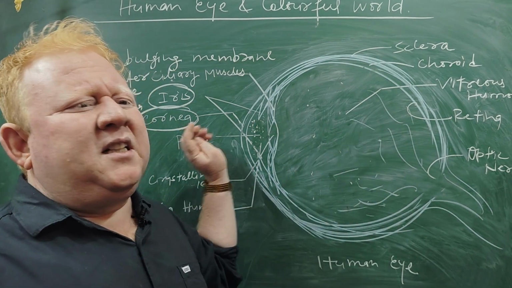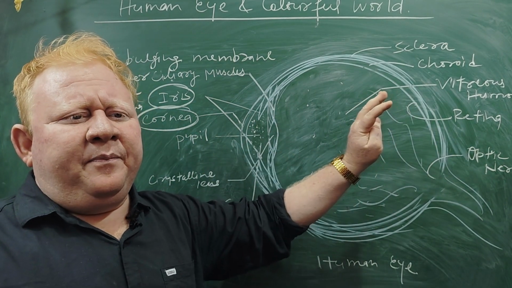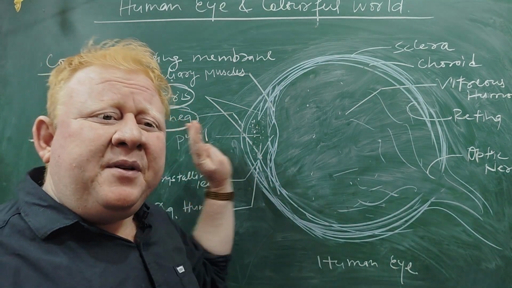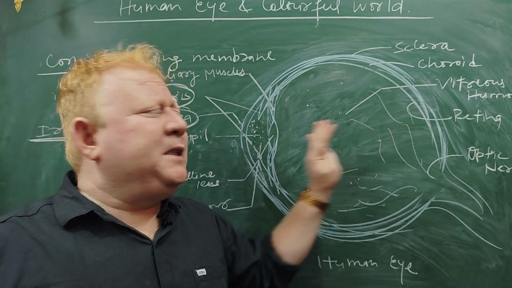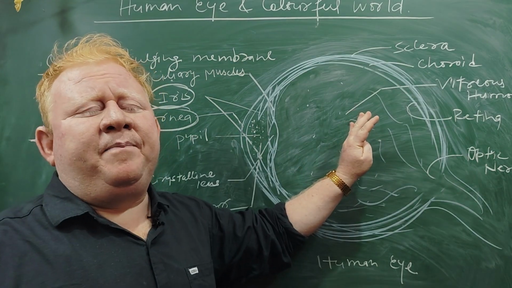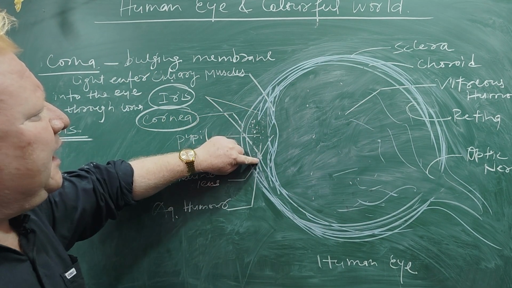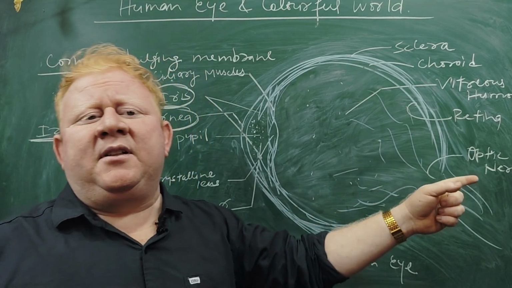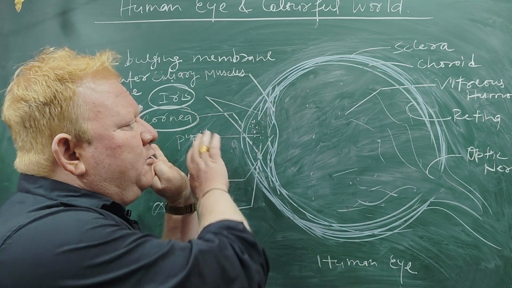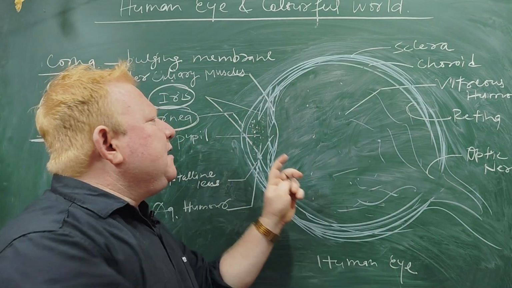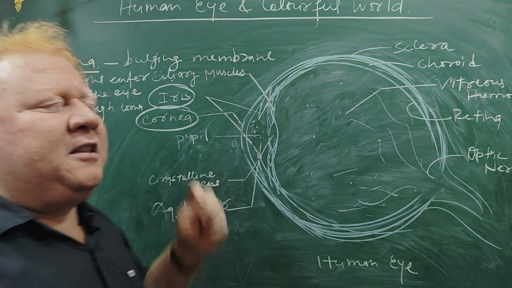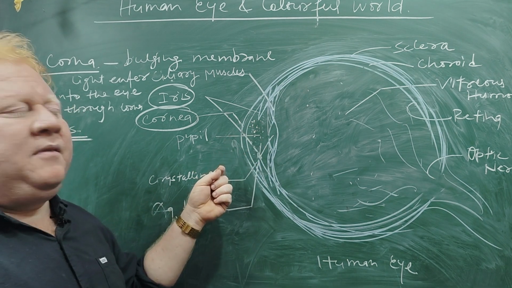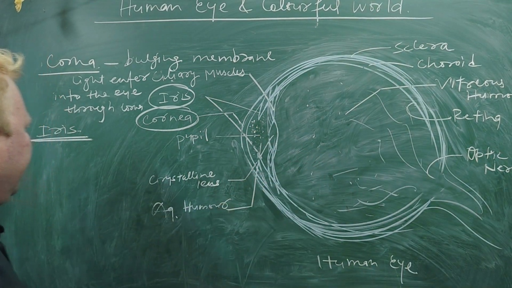They don't want more than sufficient light to enter into the eye. What they need is sufficient light, not more than that. So what is the function of iris? The main function of iris is to control the amount of light entering into the eye. How much light would enter into the eye is controlled by the iris. So, the function of iris is to control the amount of light entering into the eye.